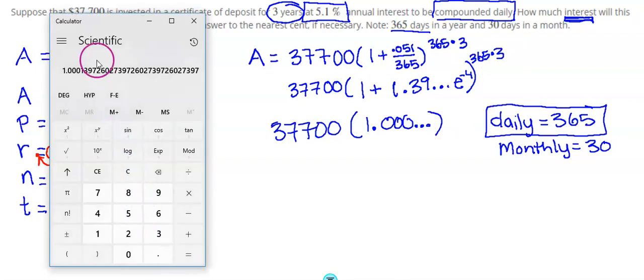Now I need to clear my calculator. I can't do this in here with that there. So 365 times 3 is 1095.